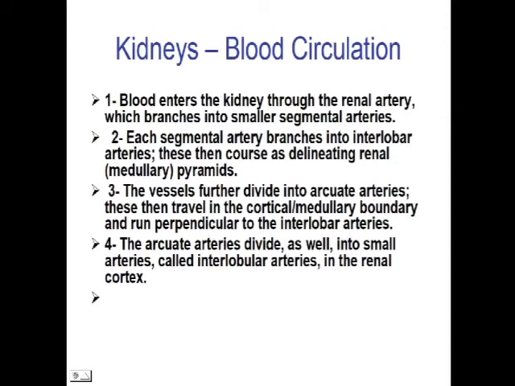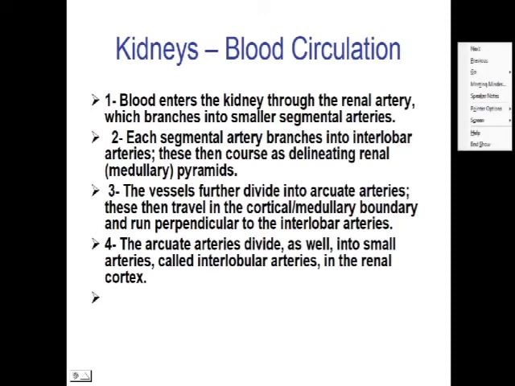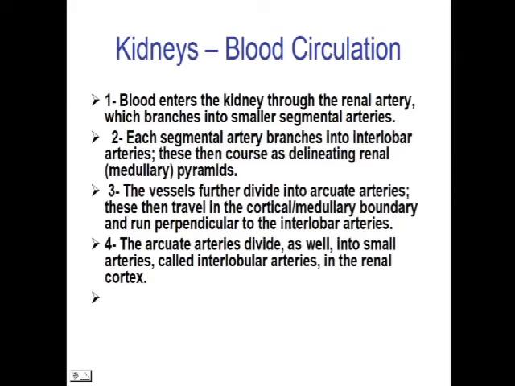Blood enters the kidney through the renal artery, which branches into smaller segmental arteries. Each segmental artery branches into interlobar arteries. These then course as delineating renal pyramids. The vessels further divide into arcuate arteries. These then travel in the cortical medullary boundary. The arcuate arteries divide as well into small arteries called interlobular arteries.